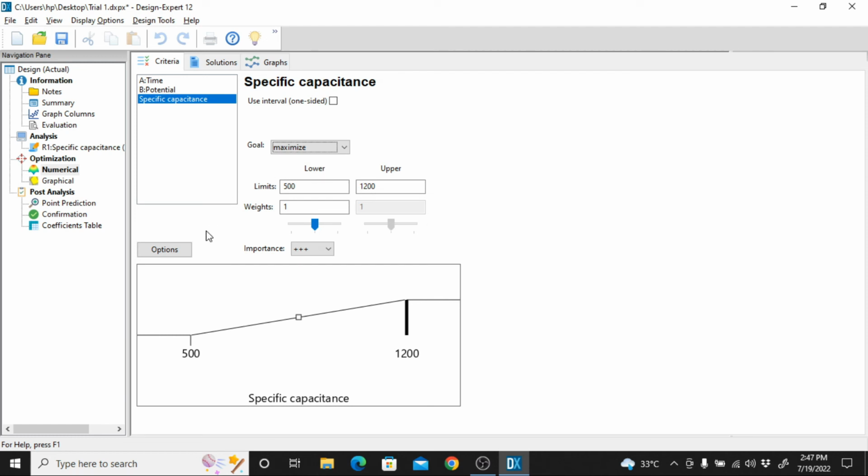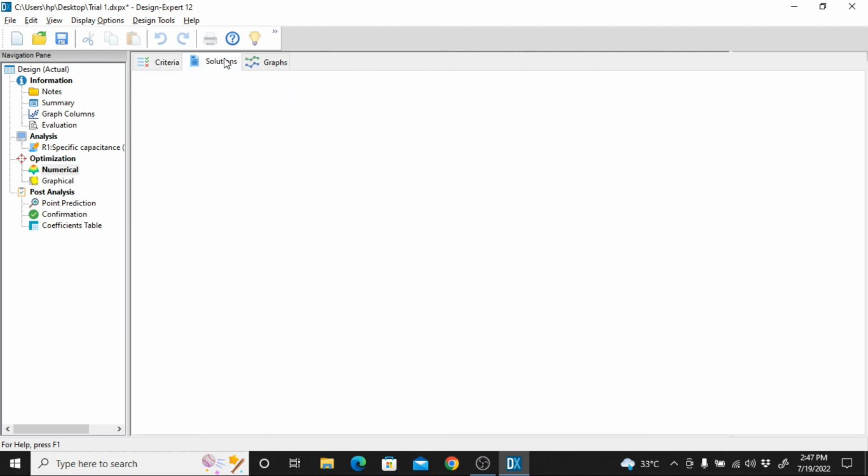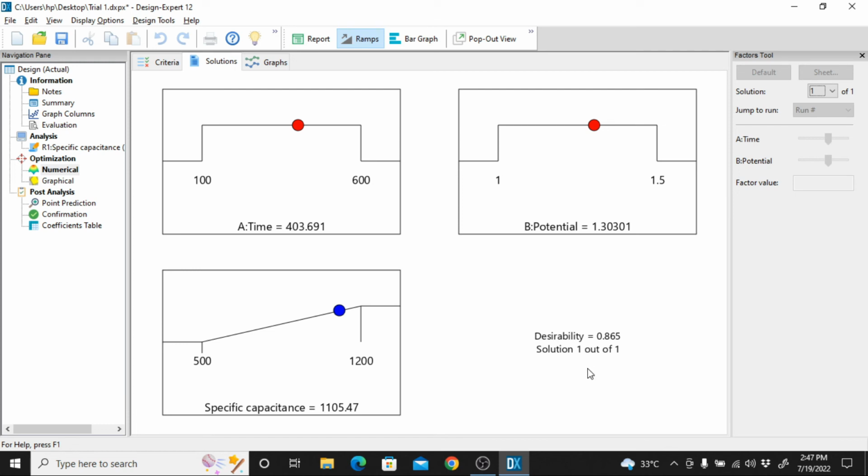So here, then we click the solution. Here the model has only one solution for you. It means that when you repeat your experiment with time at 403 seconds and potential at 1.3, you can get a maximum specific capacitance of 1105. The desirability is only 0.86, because we have not yet done the repetition of the experiment. We have not corrected the R-square value, that's why the desirability is low.